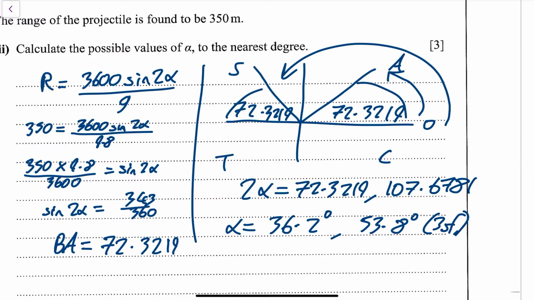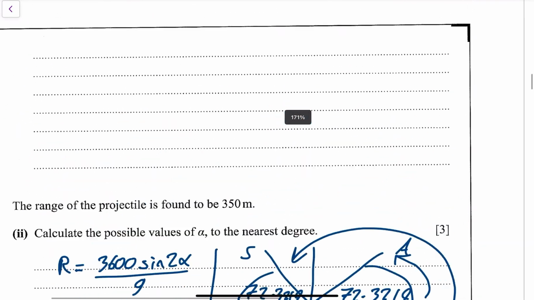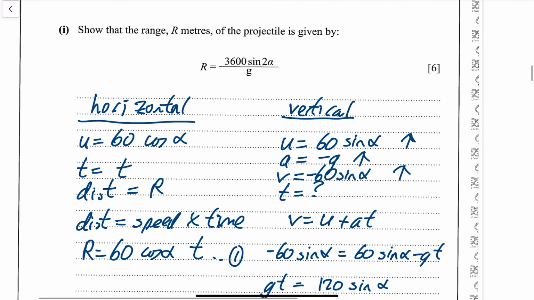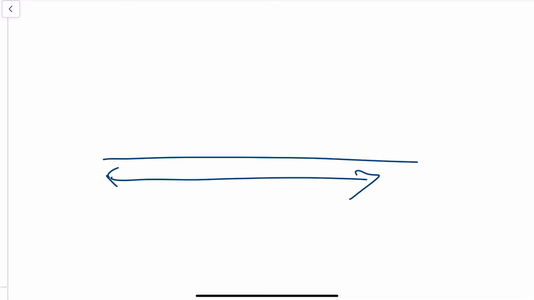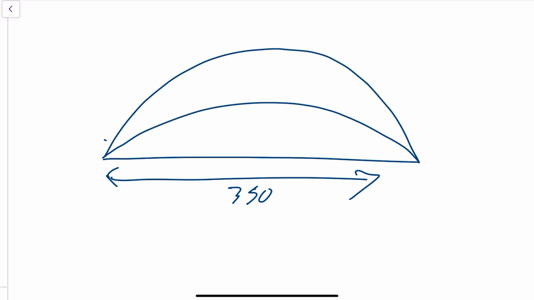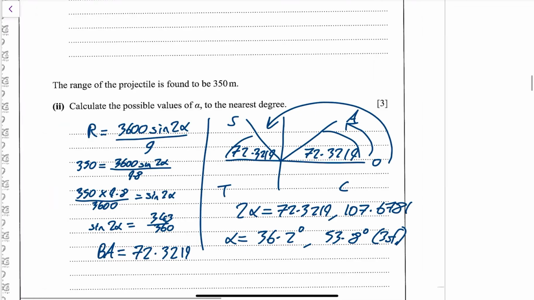Lovely. So there are 2 possible answers. What this means, just to show you what we're talking about: whatever the range was, what did I say the range was? 350. You have 350 meters, that's what my range was. You could have fired it off at a low angle, or you could have fired it off at a slightly bigger angle. That's what the 2 angles of projection really mean.